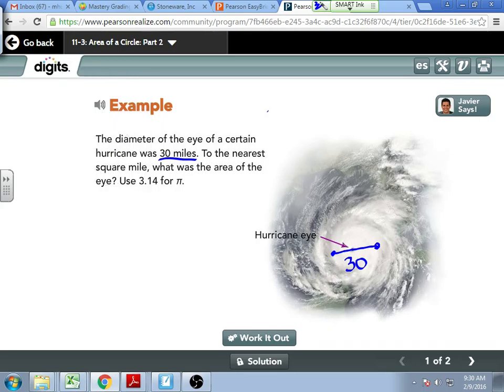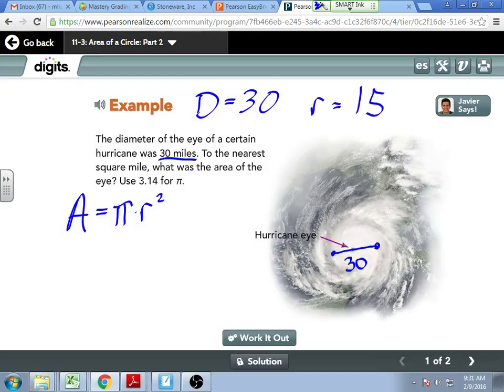So, what do we need to find the area? Do we need the diameter? Write down again, always start by writing your formula. How do I find area? Pi times radius squared. So what we need is the radius. If the diameter has been told to be 30, what's my radius? 15. It's just half of that.